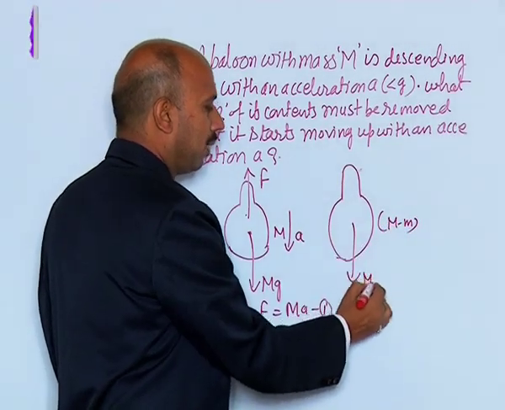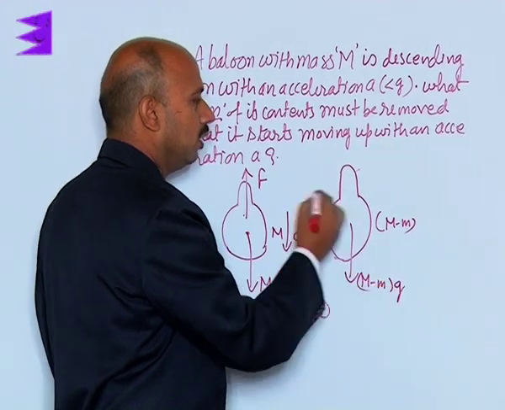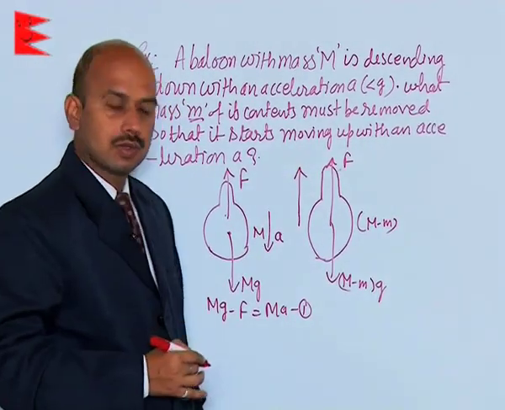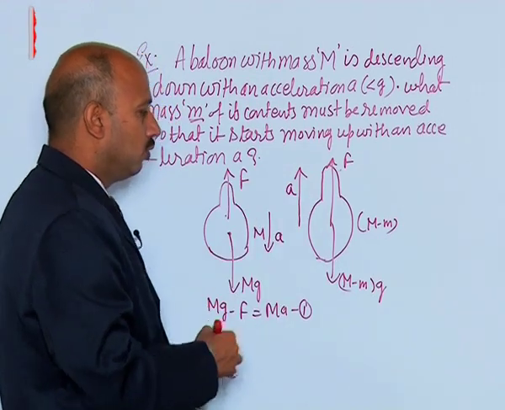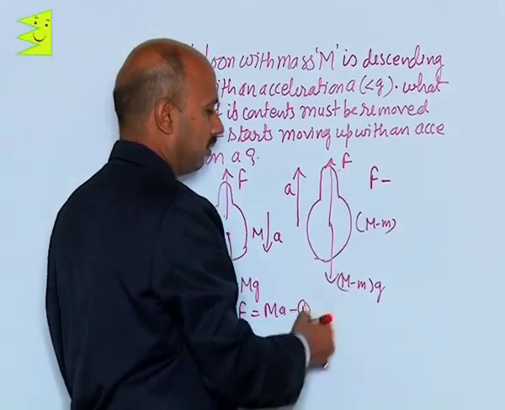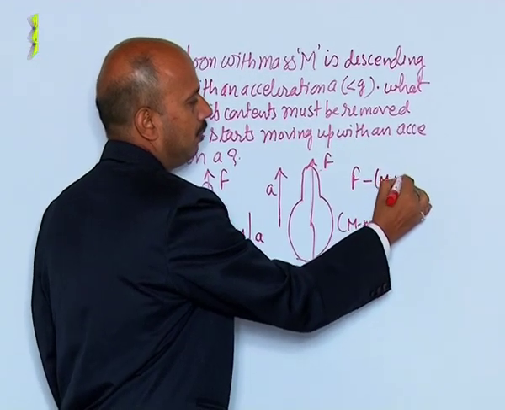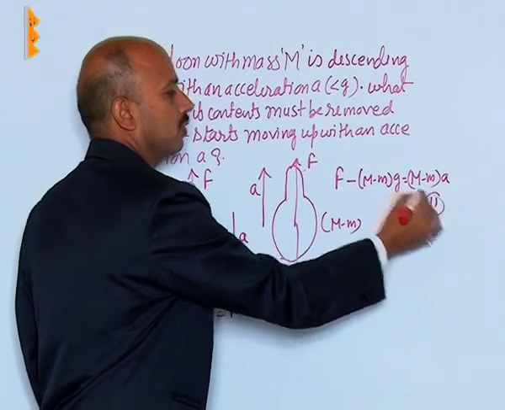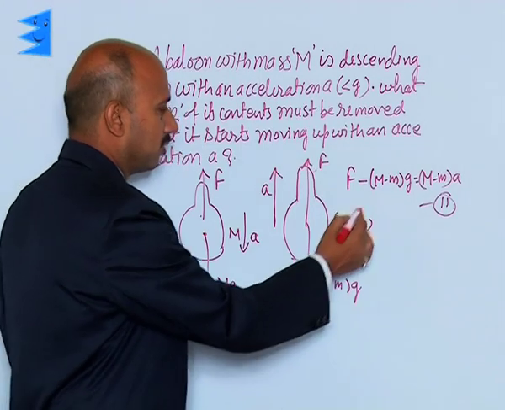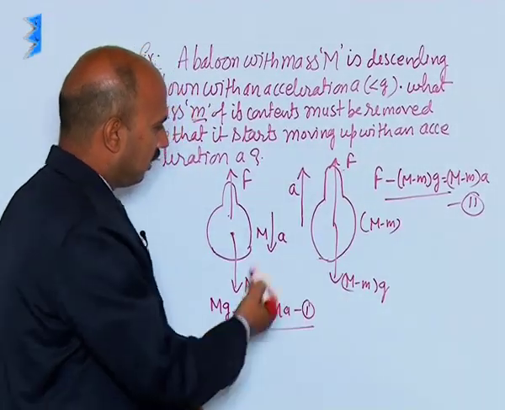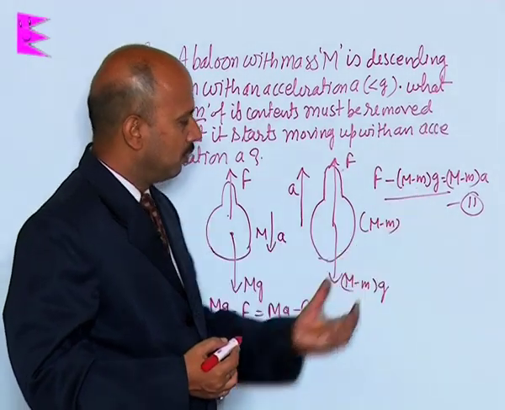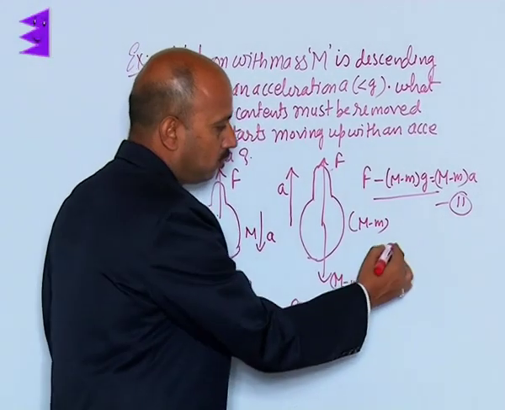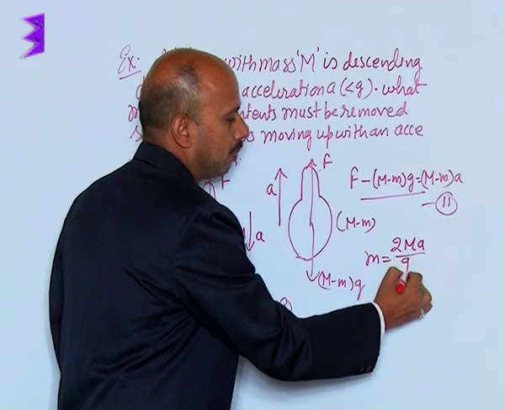So, weight is acting (M minus m) into g, force is upward only F, and now it has started going up with the same acceleration a. So, you can write here F minus (M minus m) into g is equal to (M minus m) into a. This is the second equation. So, now this is the first and this is the second. Using these two equations, you can get the value of small m if you solve it, and you will be getting m is equal to twice of M a upon g plus a.